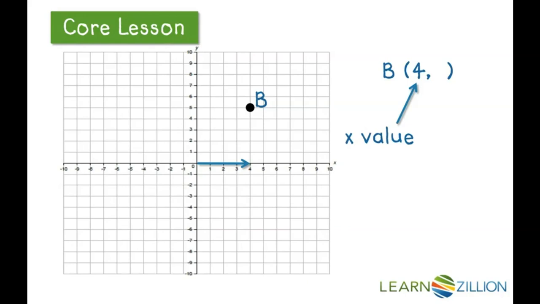Now, because point B is up on the y-axis, I know that the y value will be positive. I need to be sure and start at the 4 on the x-axis and begin counting how many units I move in the positive direction. Now, I moved 5 units from 0, so the y value is 5. Now the coordinate pair for point B is (4, 5).